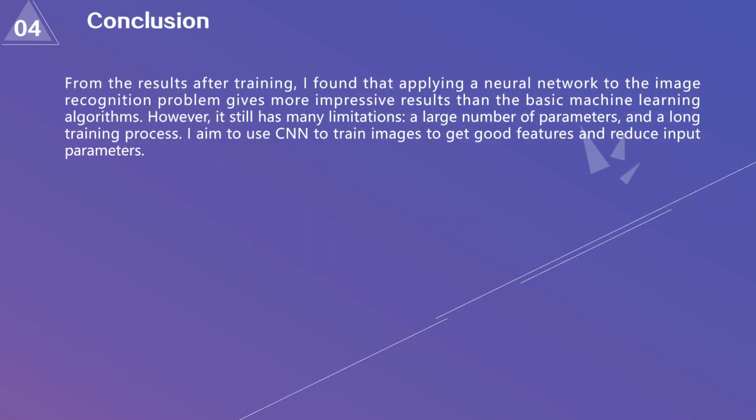Conclusion. From the result of the training, I felt that applying the neural network to the image recognition problem gives more impressive results than basic machine learning algorithms. However, it still has many limitations: its large number of parameters and a long training process. I aim to use CNN to train on images to get good features and reduce the number of parameters.